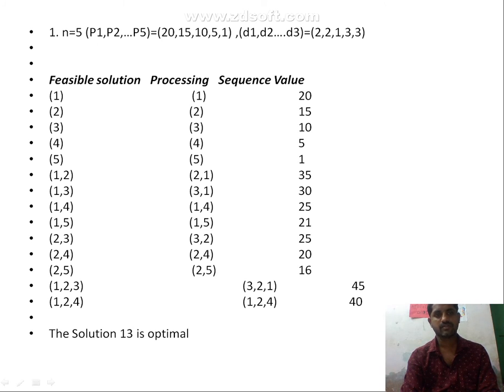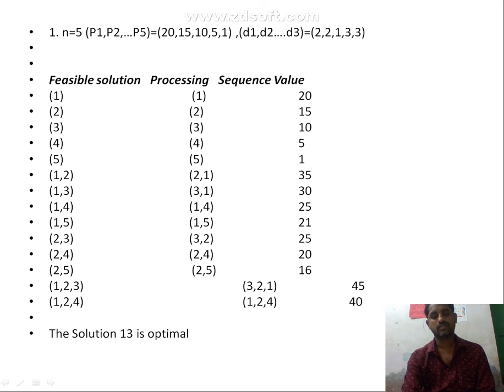Okay, first of all, the combinations: 1, 2, 3, 4, 5, that is 10, 20, 15, 10, 5, and the combinations of 2, 1, 2, 1, 3, 1, 4, 1, 5 that equal 35, 30, 25, 21, and the combinations of 2, 3, 2, 4, 2, 5 that equal 21, 25, 26, and 16, and the combination of 1, 2, 3 that equal to 45, and 1, 2, 4 that equal to 40. Therefore, the maximum value is 45.